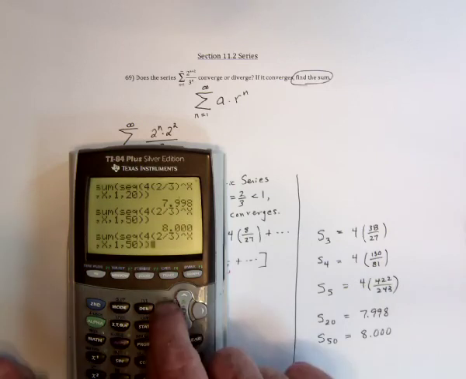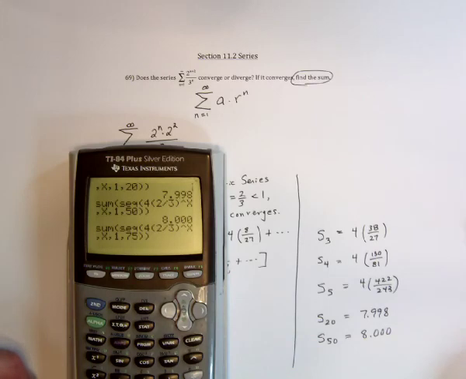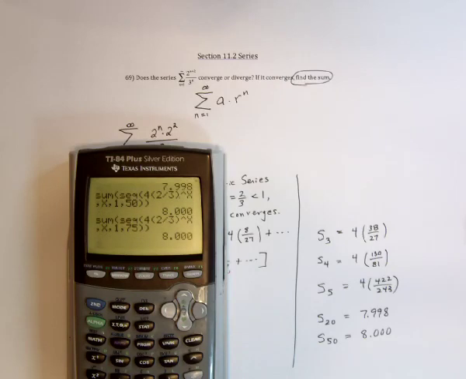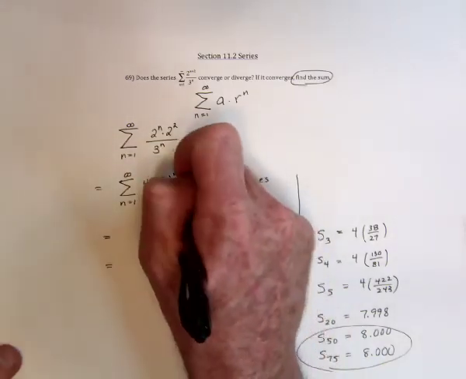Let's try one more. If you go to 75, is it going to go past 8.0? It seems to be 8.0. So I'm saying that's what the sum is.